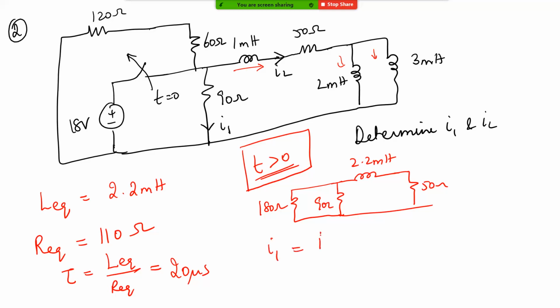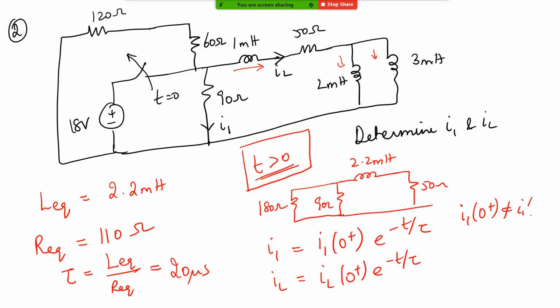I1 can be written as I1 of 0 plus e power minus t by tau, and IL should be written as IL of 0 plus e power minus t by tau. And I1 of 0 plus is not equal to I1 of 0 minus, because it is a resistor current, whereas IL of 0 plus is equal to IL of 0 minus. So use this, solve the problem. We'll continue in tomorrow's class.